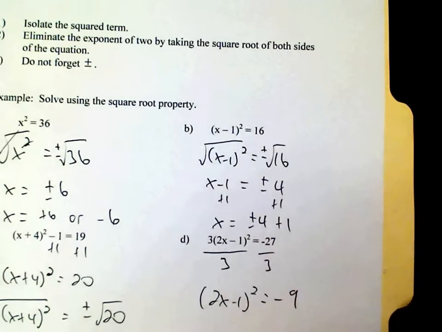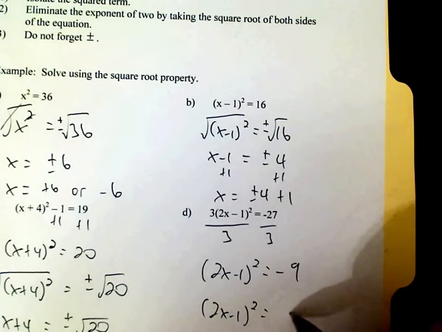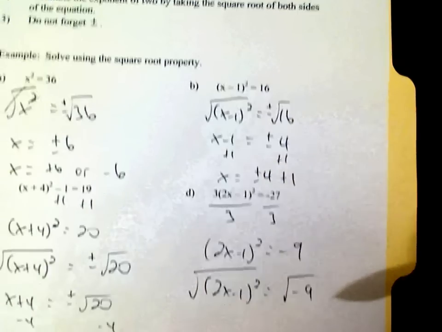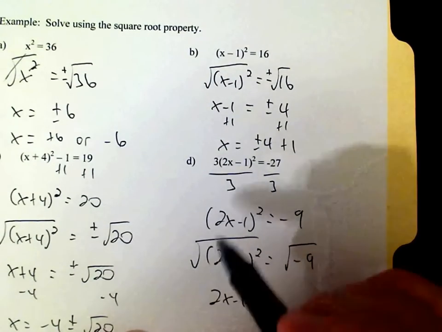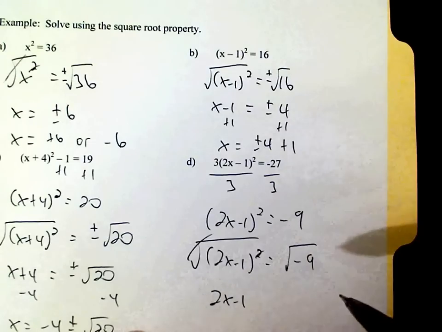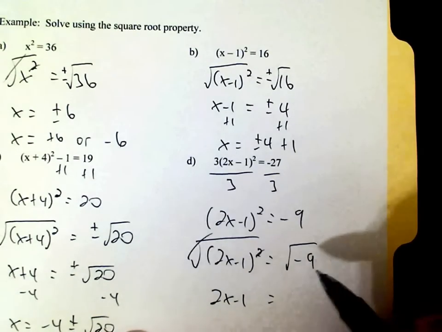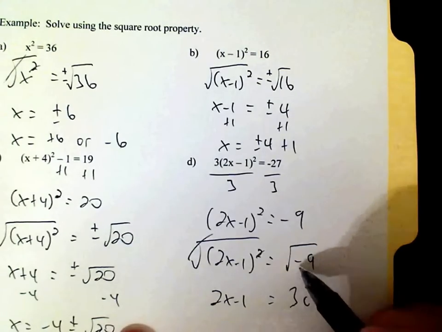And now we're going to eliminate the square by square rooting both sides. Now on the left side, we end up with 2x minus 1, because once again the square root and the square eliminate one another. On the right side, we end up with the square root of negative 9, which we now know is the same as 3i. The minus sign comes out as an i. So this is an imaginary number.